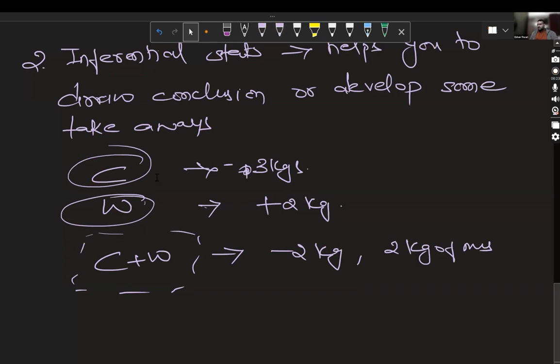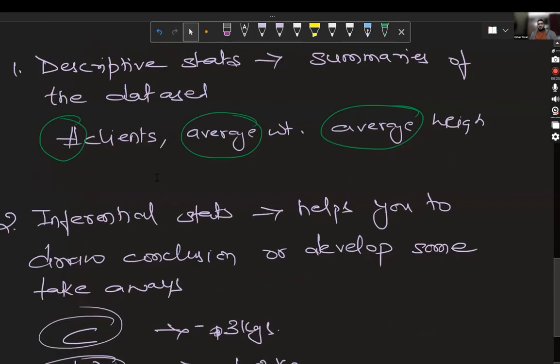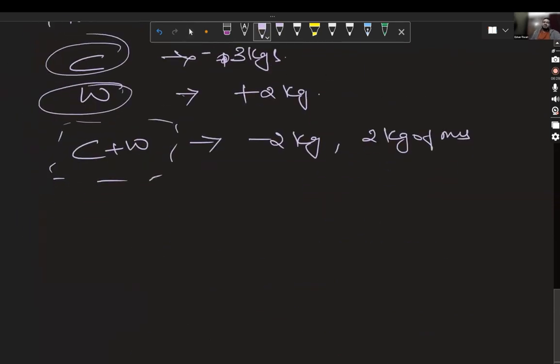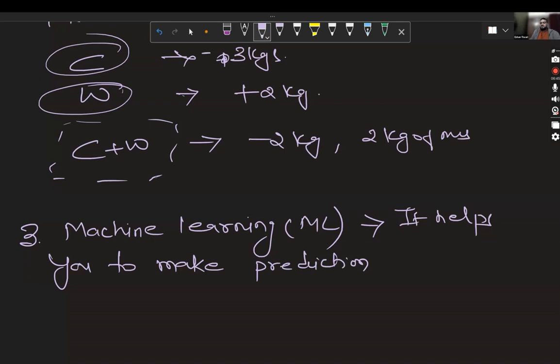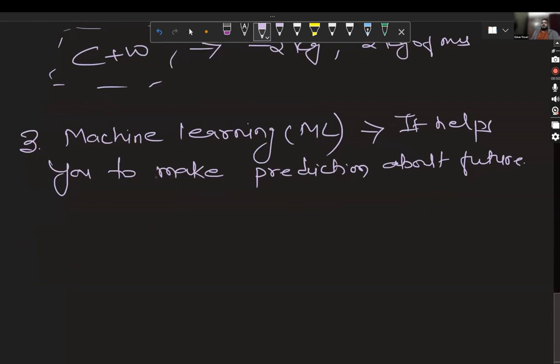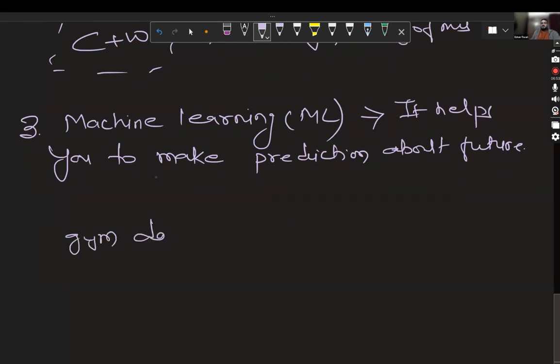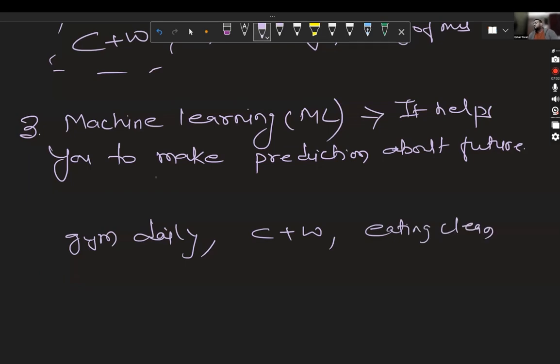Okay? Sounds fair? Perfect. Then the third part of the stats, which we call machine learning, like our most beloved topic, machine learning, or as we call it ML, it helps you to make predictions about the future. Okay? So something like, if I am going to gym daily, I am doing cardio plus weight, eating clean, how much weight loss can I expect, right?